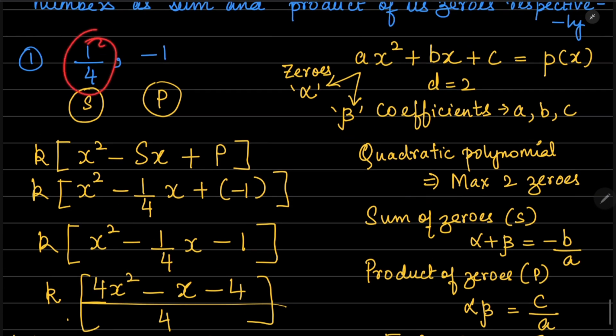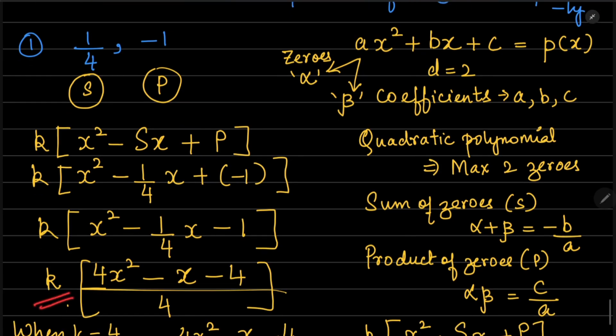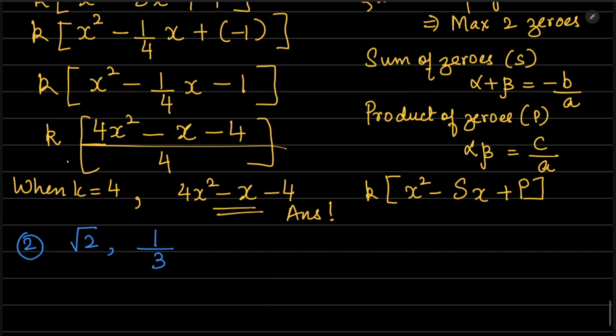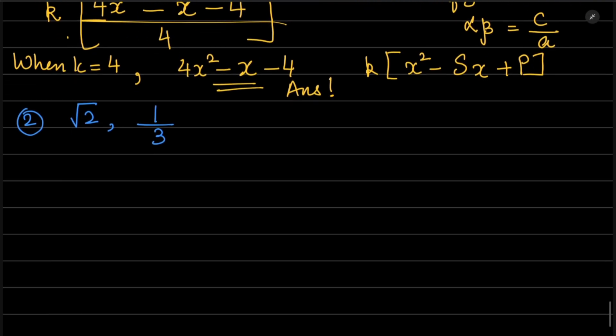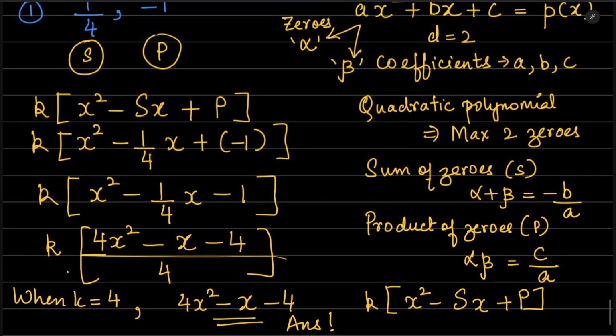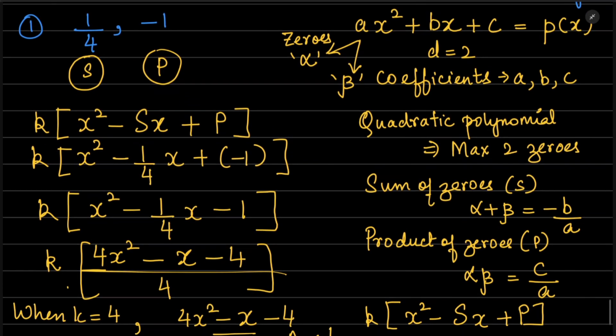So for a given set of sum and product, you will have infinite number of polynomials. Okay, depending on what value of k you are taking. Now this particular thing you will become more clear as we go ahead with another problem. So again, the next problem is, you can make a note of it, pause it, please make a note of this, and let's go ahead and do the next question.